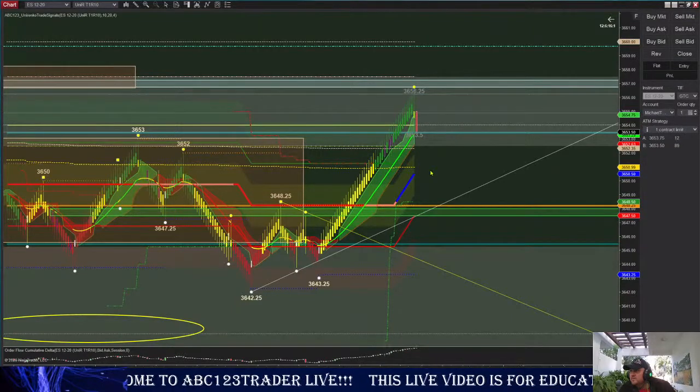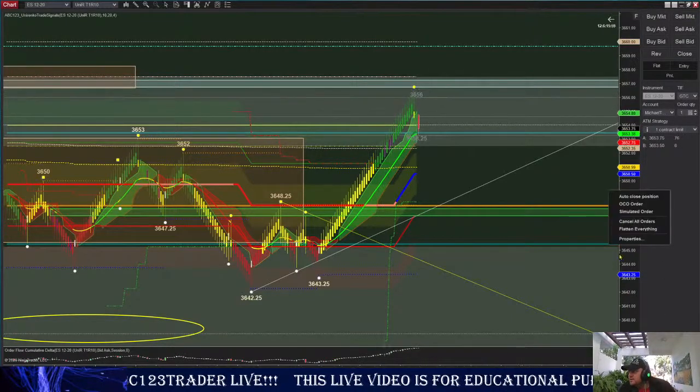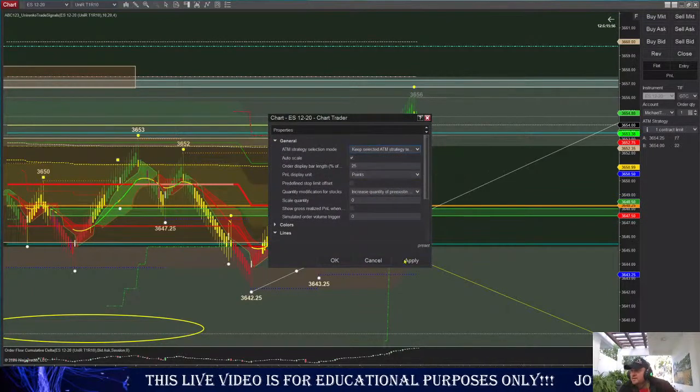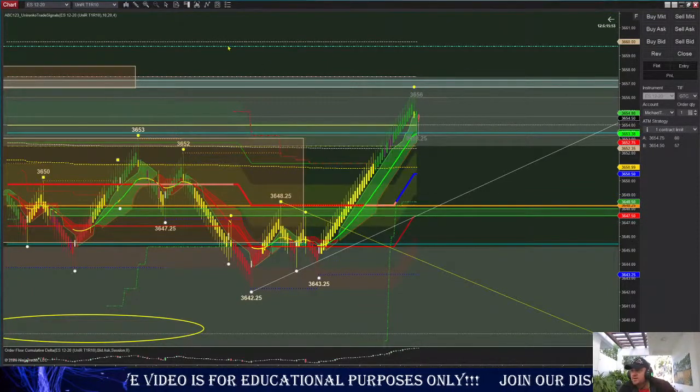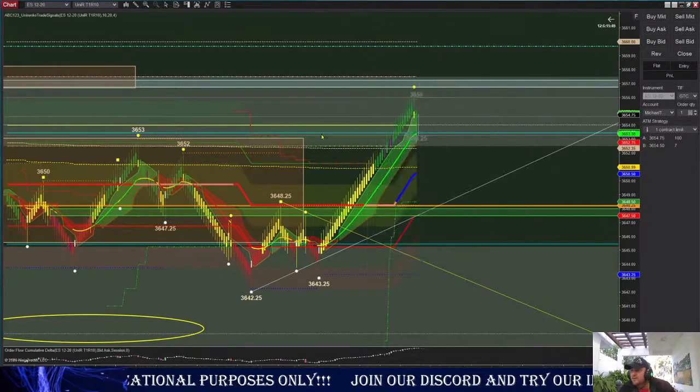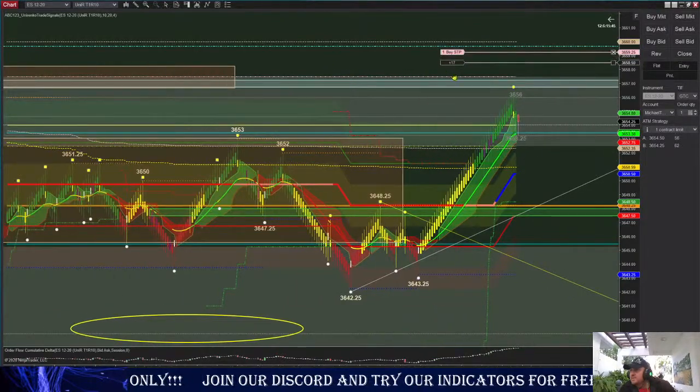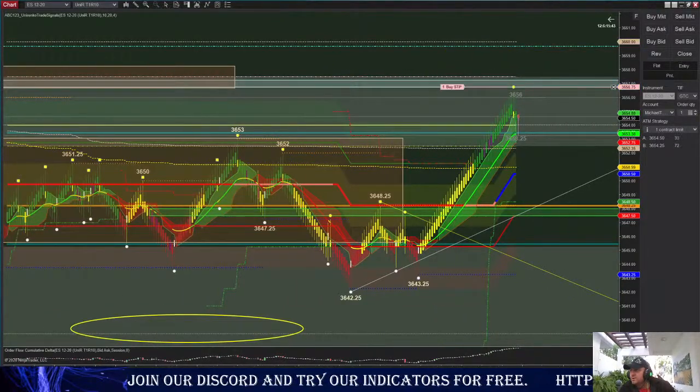And what I'm going to do is one of two things here. I just got to make sure here. Properties, keep apply, so I can do an OCO order. So what I'm going to do, I'm going to put a buy stop market. It's a little high because we're getting top of the hour. So I'll put it right on that dot.